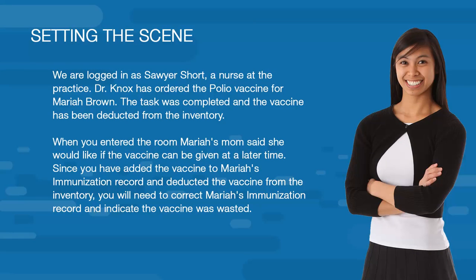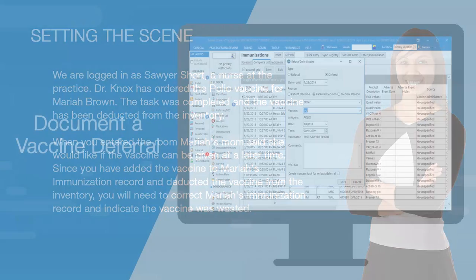Dr. Knox has ordered the polio vaccine for Mariah Brown. The task was completed and the vaccine has been deducted from the inventory. When you entered the room, Mariah's mom said she would like if the vaccine can be given at a later time. Since you have added the vaccine to Mariah's immunization record and deducted the vaccine from the inventory, you will need to correct Mariah's immunization record and indicate the vaccine was wasted.